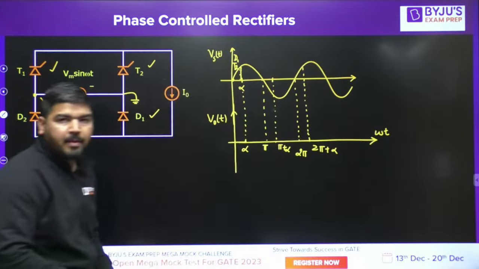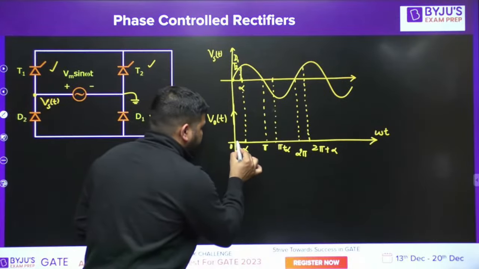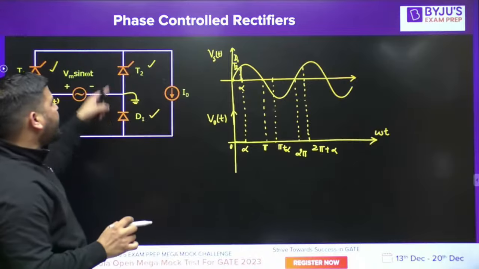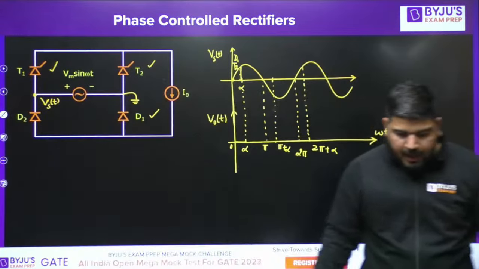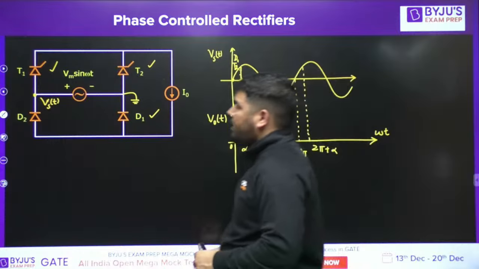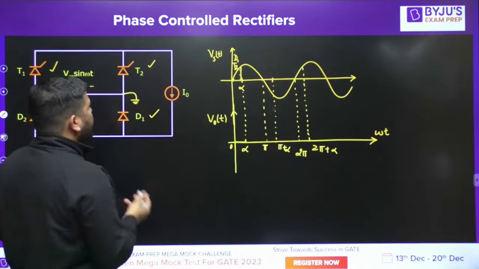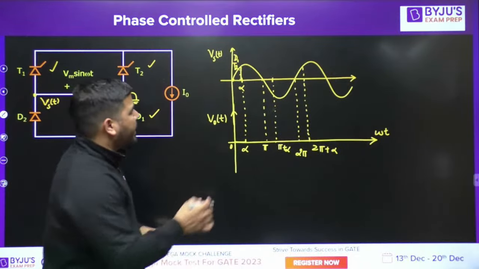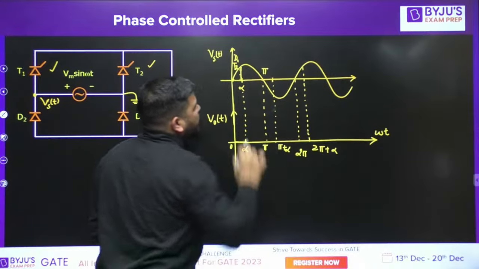Output is 0. From 0 to alpha, output will remain 0. Current is freewheeling. There is an inbuilt freewheeling action. Now what will happen after alpha? After alpha, again, VST is positive. VST is positive up to pi.